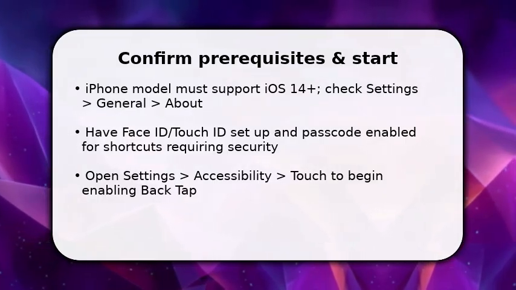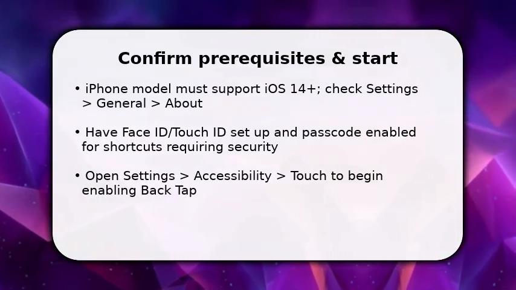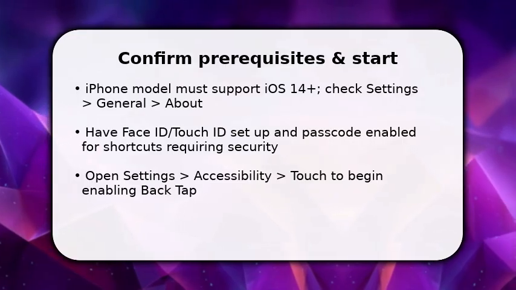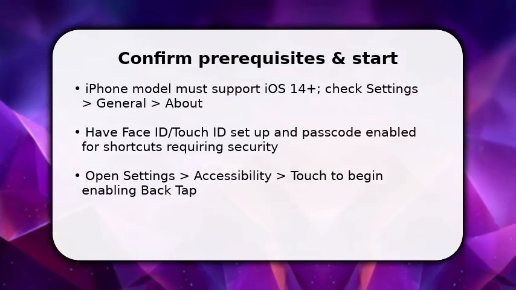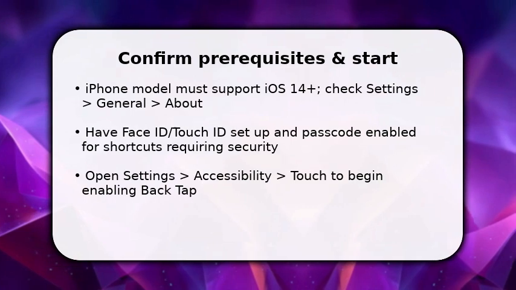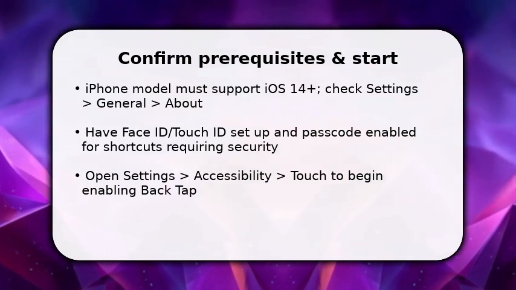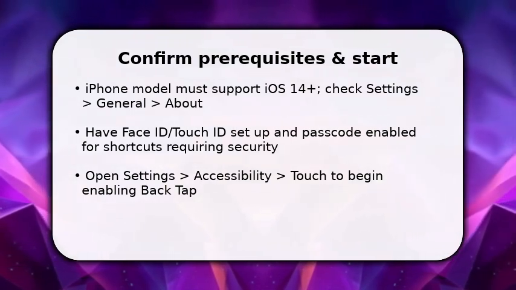Make sure your passcode and any required security are set because some actions need authentication. Now tap back tap to view double tap and triple tap options, and get ready to assign the action you want. You're ready to assign a gesture to an action.